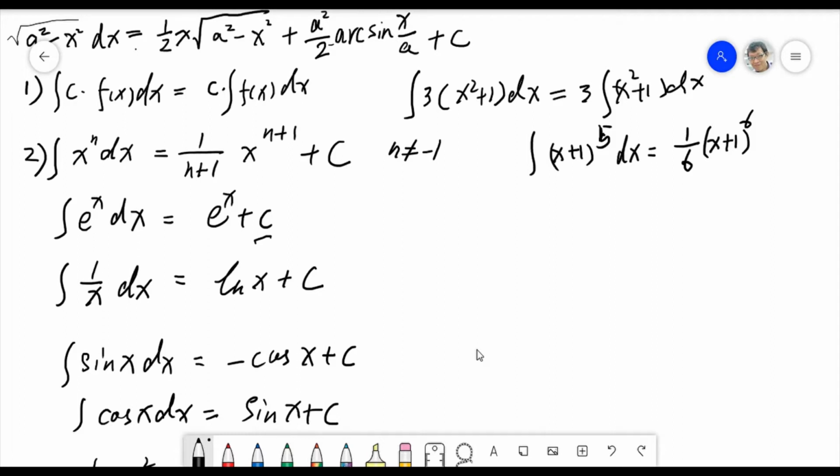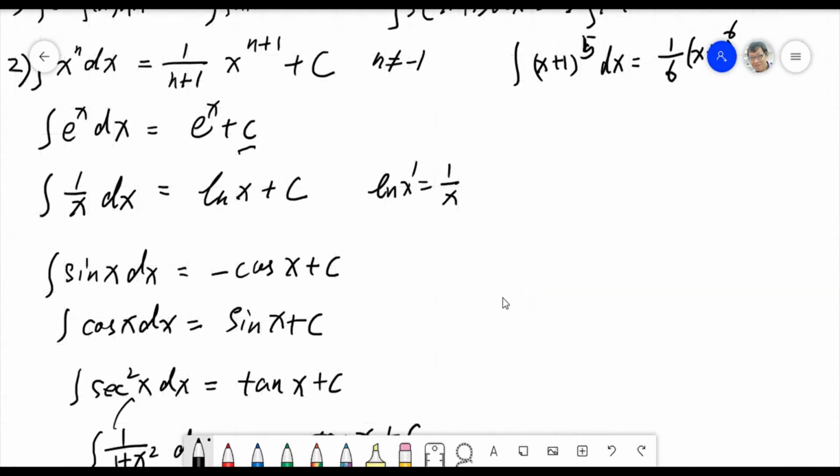Next one is the integration of 1 over x, which equals the natural logarithm of x plus c. Let's simply think about that: the derivative of the natural logarithm of x is equal to 1 over x. So this is just the opposite operation, reverse. Then we go to sine and cosine.